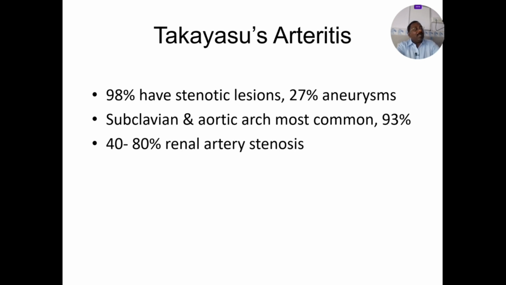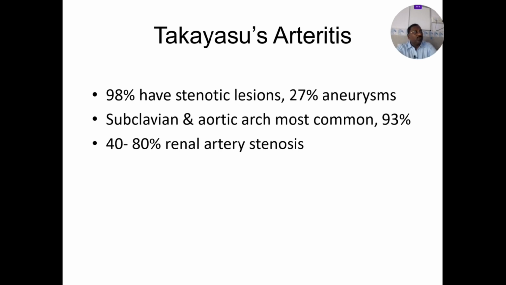So 98% have the stenotic lesions and 27% have aneurysms. This is because of the weakening of the vessel wall. In the large vessels, it's a panarteritis. So all the three layers will be inflamed, and then the wall will be weak, and there will be formation of aneurysms also.